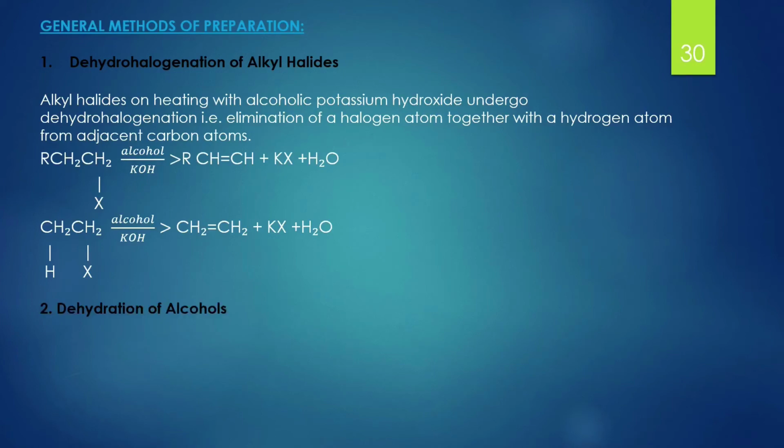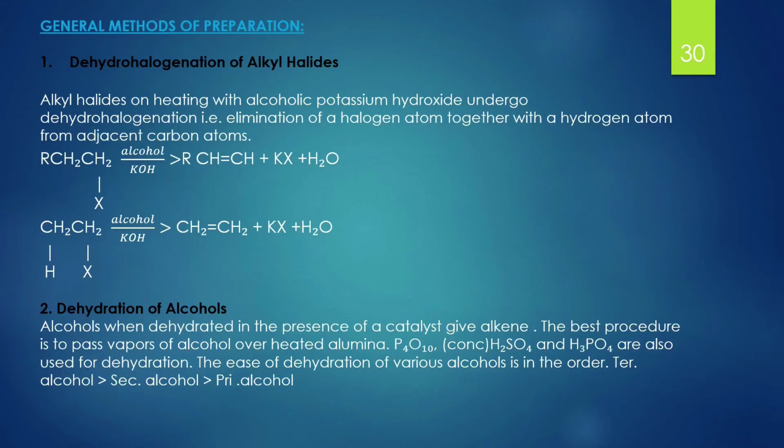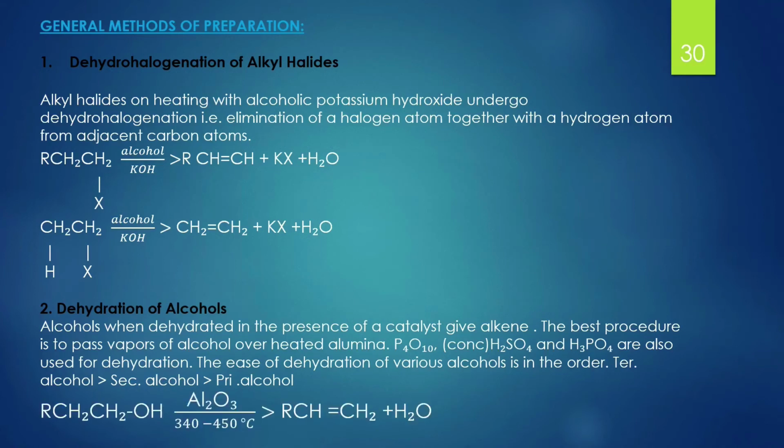Second reaction to be discussed is dehydration of alcohols. Alcohols, when dehydrated in the presence of a catalyst, give alkenes. The basic procedure is to pass vapors of alcohol over heated alumina, or P4O10, or concentrated sulfuric acid and phosphoric acid are also used for dehydration. The ease of dehydration of various alcohols is in the order of tertiary, secondary, then primary. The reaction has been well illustrated below.